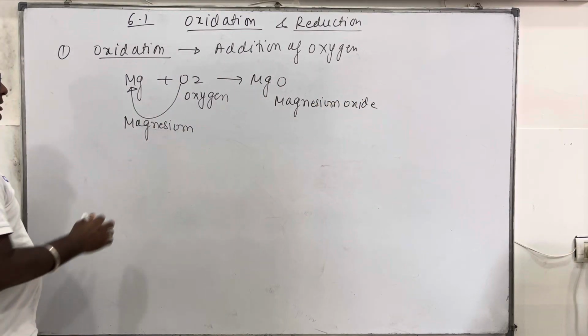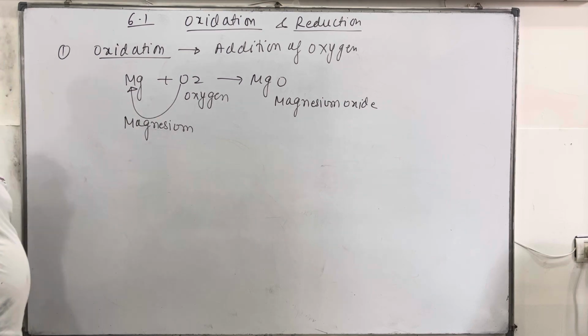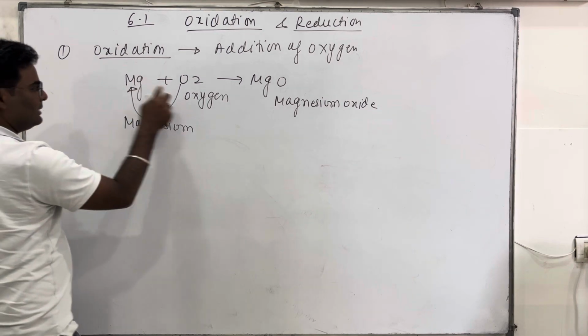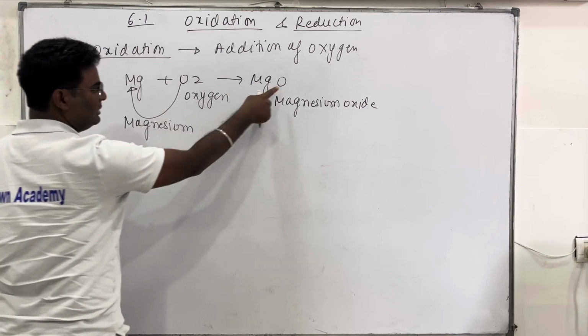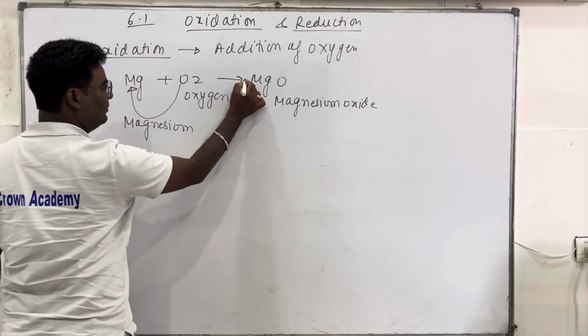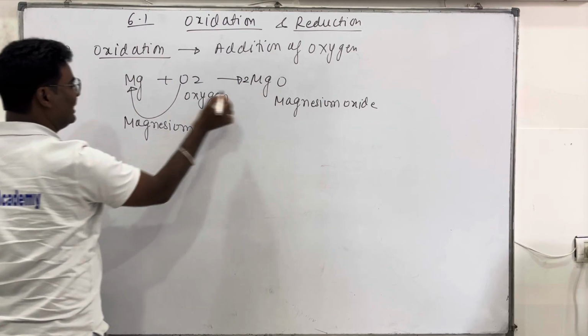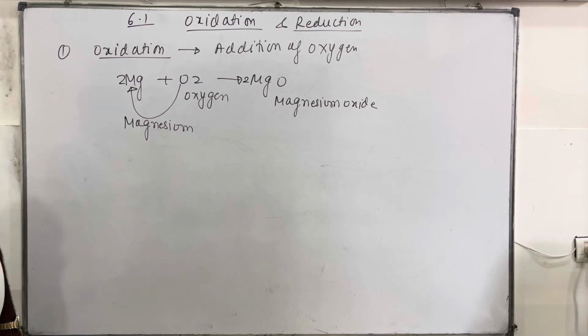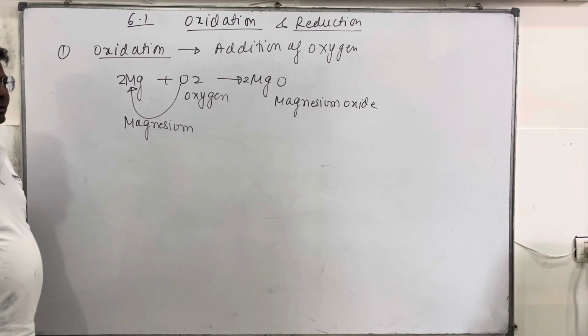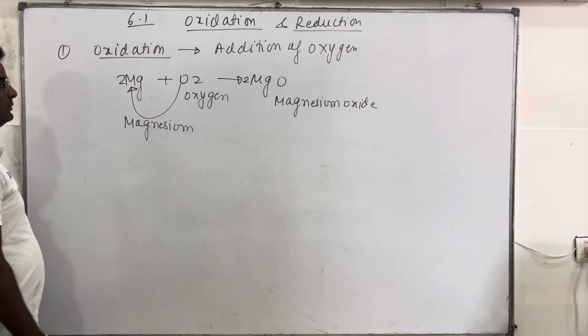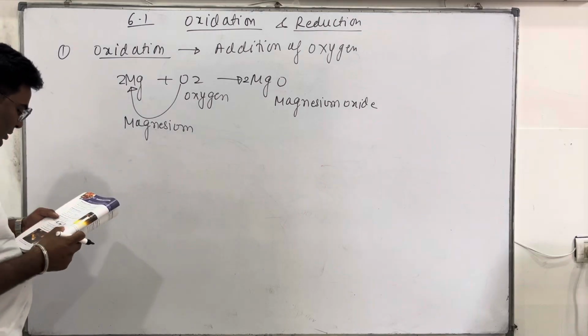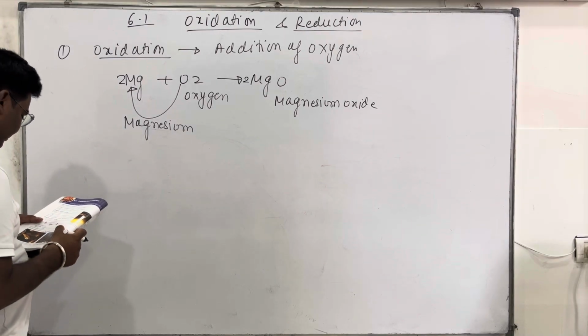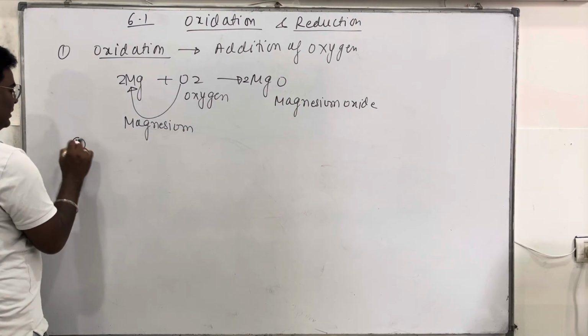Now we have to balance the reaction. Why? Because the law of conservation of mass should be valid, no? So here one magnesium, two oxygen, and here one oxygen. So I will put 2 here. Then magnesium also becomes 2, no? Yes. So this is called oxidation, and we have balanced it. Understood?